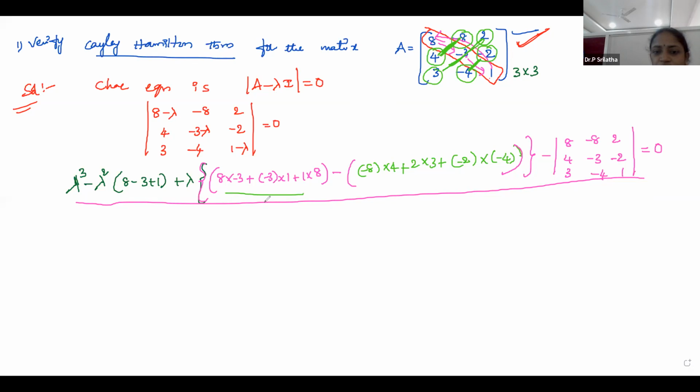Okay, very good. Roll number 73. Lambda cube minus 6 lambda square minus lambda plus 22 equal to 0. So this is our characteristic equation. Here the determinant is minus 22. Okay.